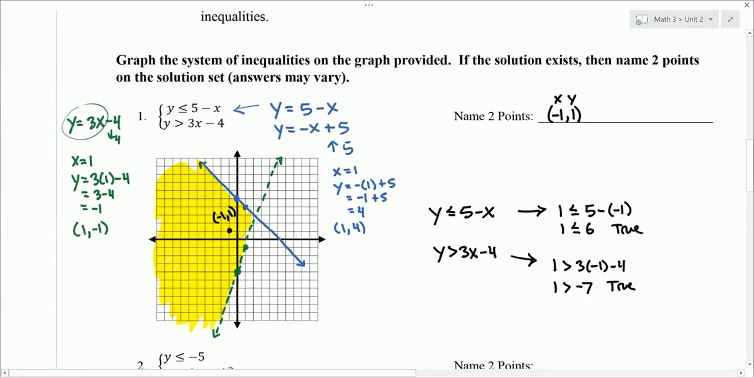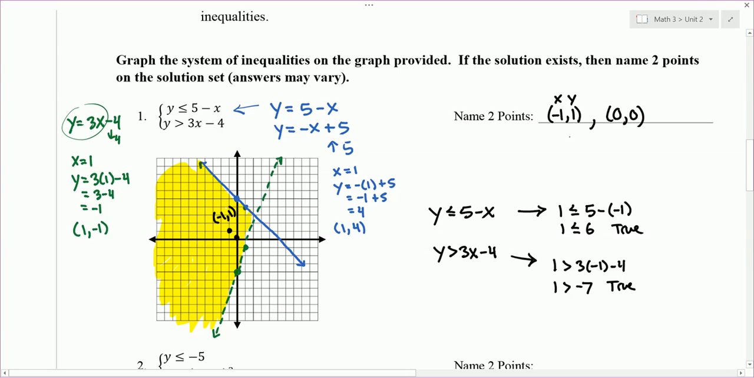So if you could try this out, all these points that I highlighted in yellow are all solutions. And we want to pick 2 points. We got one of them. Pick another easy one, 0, 0.